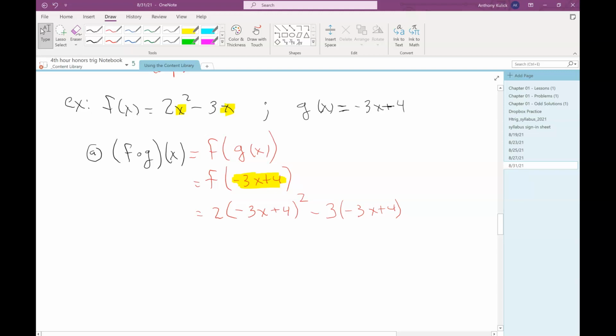What I still should do, though, is there's quite a bit of simplifying that could be done at this point. So let's continue to clean this up and do the simplification. According to the order of operations, the first thing I should worry about is the exponent. So how do I do negative 3x plus 4 squared? You have to FOIL this out, right? Negative 3x plus 4 squared really means negative 3x plus 4 times negative 3x plus 4.